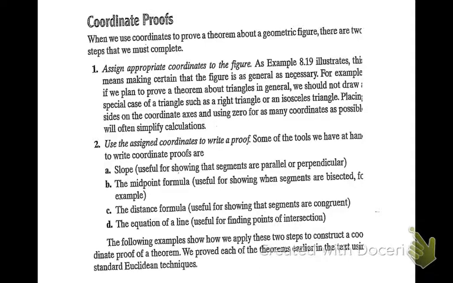Two, use assigned coordinates to write a proof. Some tools we have: we can use slope. If we want to show segments are parallel or perpendicular, we can plug in the values for the variables of the points and use slope. We can use the midpoint formula to show when segments are bisected. Distance formula for showing segments are congruent. An equation of a line to show that lines intersect. So here are some examples.